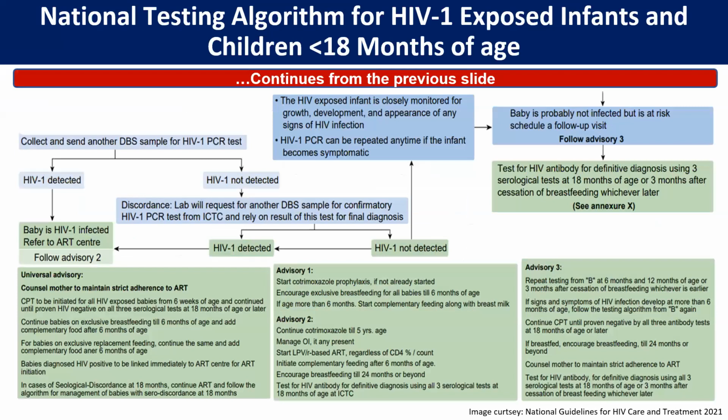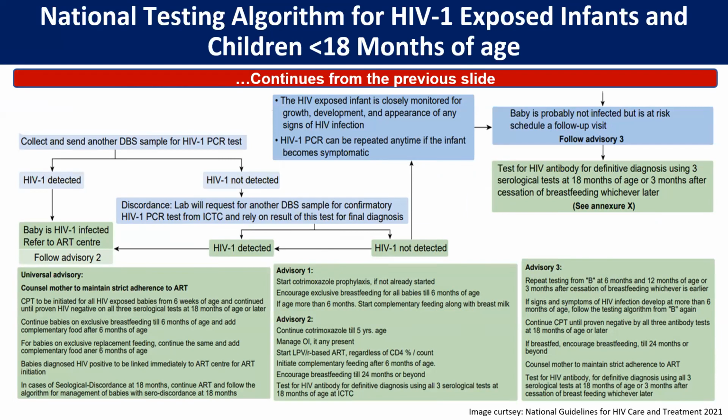So if the second test is also positive, you need to consider the HIV. These children are HIV infected. If the second test is negative, then it is a discard, and you have to do a tiebreaker test. And if the tiebreaker is positive, you can consider the child as HIV positive. If the tiebreaker is negative, you can consider the child as HIV negative.